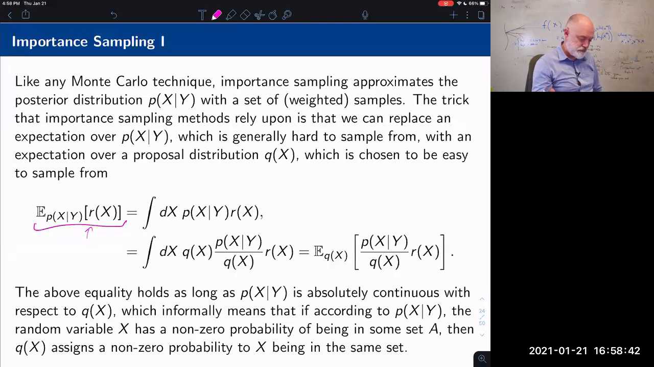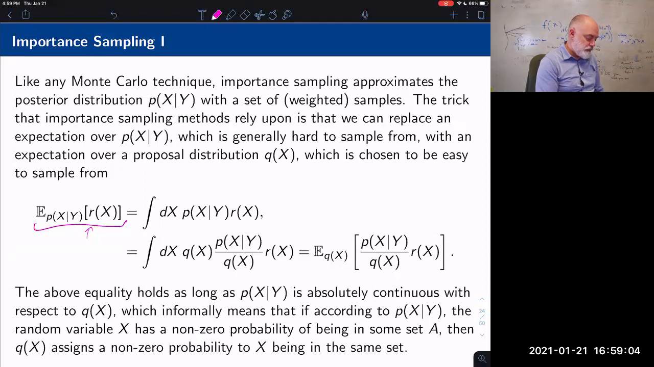The trick that importance sampling methods rely upon is that we can replace an expectation over some nasty thing, like the posterior distribution, which is generally hard to sample from, with an expectation over a proposal distribution, which we're going to choose to be convenient. Eventually, we'll actually learn it.